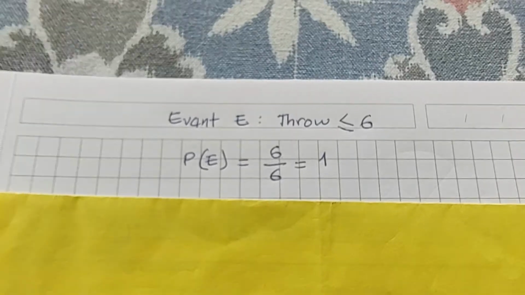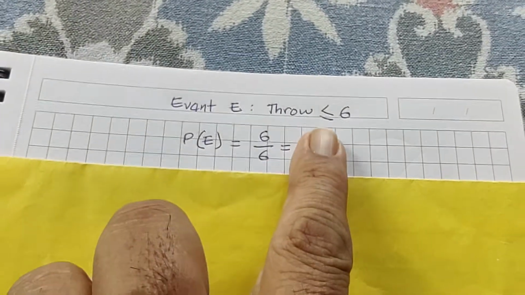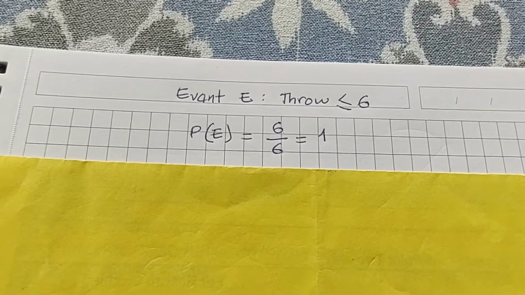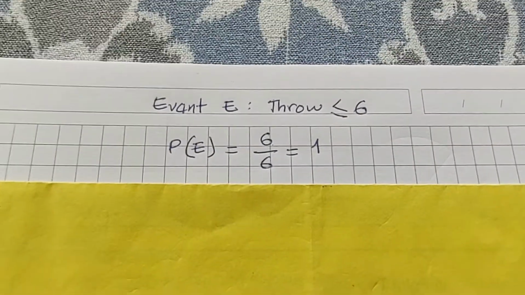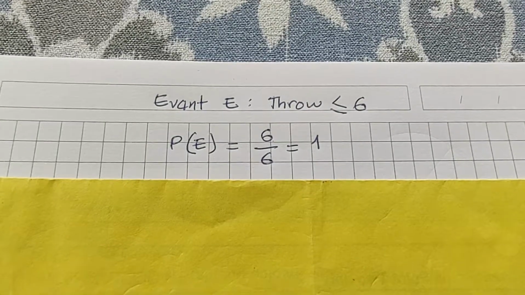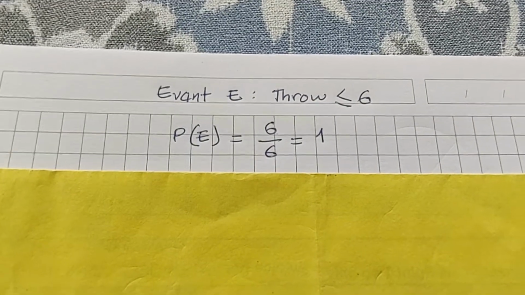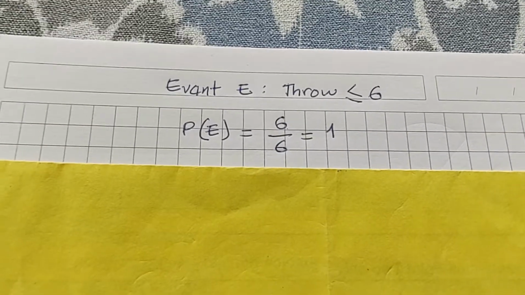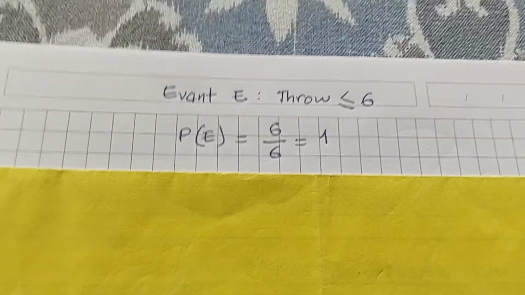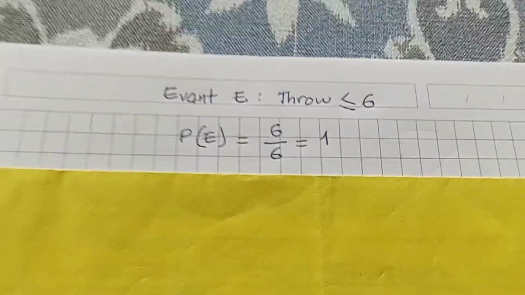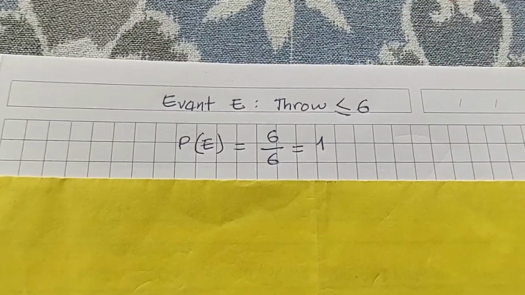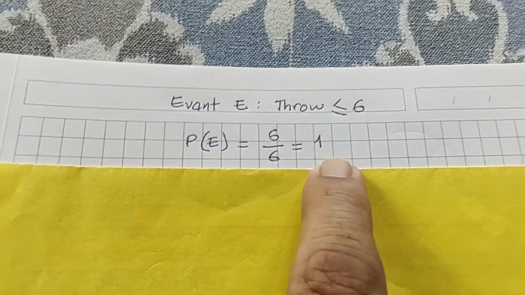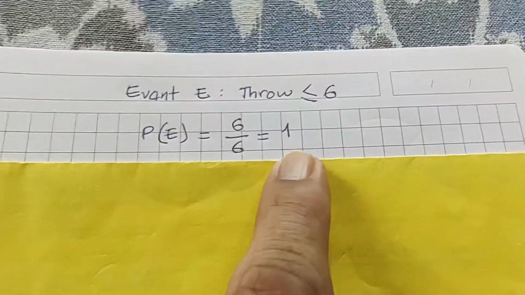And let's take another case. Event E, throw is less than or equal to 6. Now, how many outcomes satisfy this event? How many outcomes make up this event? Well, actually all of them. 1 is less than 6, 2 is less than 6, 3 is less than 6, 4 is less than 6, 5 is less than 6, and 6 is equal to 6. So in this case, the probability of event E, 6 over 6, is 1.